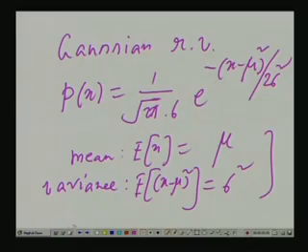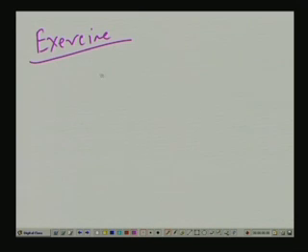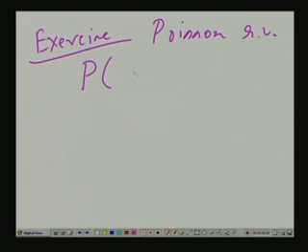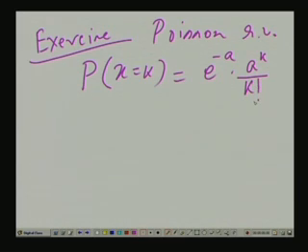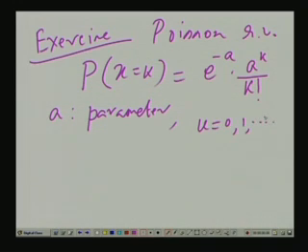I just give you an exercise and then I call off today. Suppose I consider a Poisson distributed random variable, where the probability of x taking a value k is given by e to the power minus a, a to the power k divided by factorial k. A is a parameter, and k can be 0, 1, and so on. For this, find out the mean and variance.